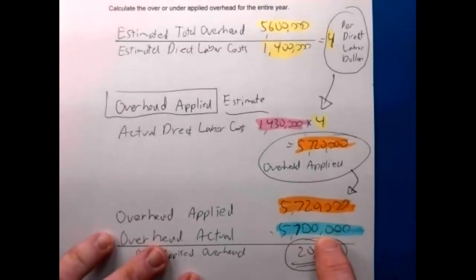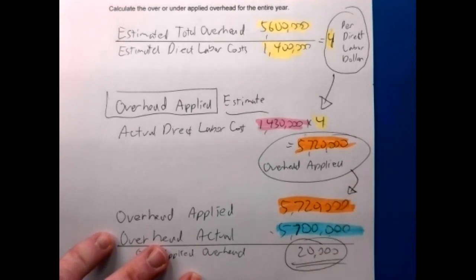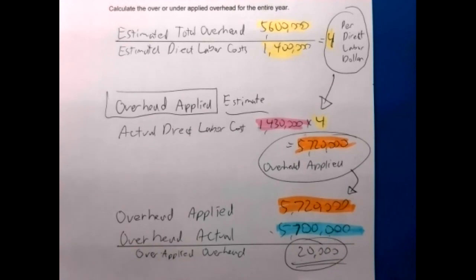And coming down here is how much we applied, what was the actual, and then the difference in here. And hopefully it's not too much. And this one is not too much. It's 20,000 out of almost 6 million. This 20,000 is a lot of money, but out of 5 or $6 million, it's not. So it's probably not too bad.